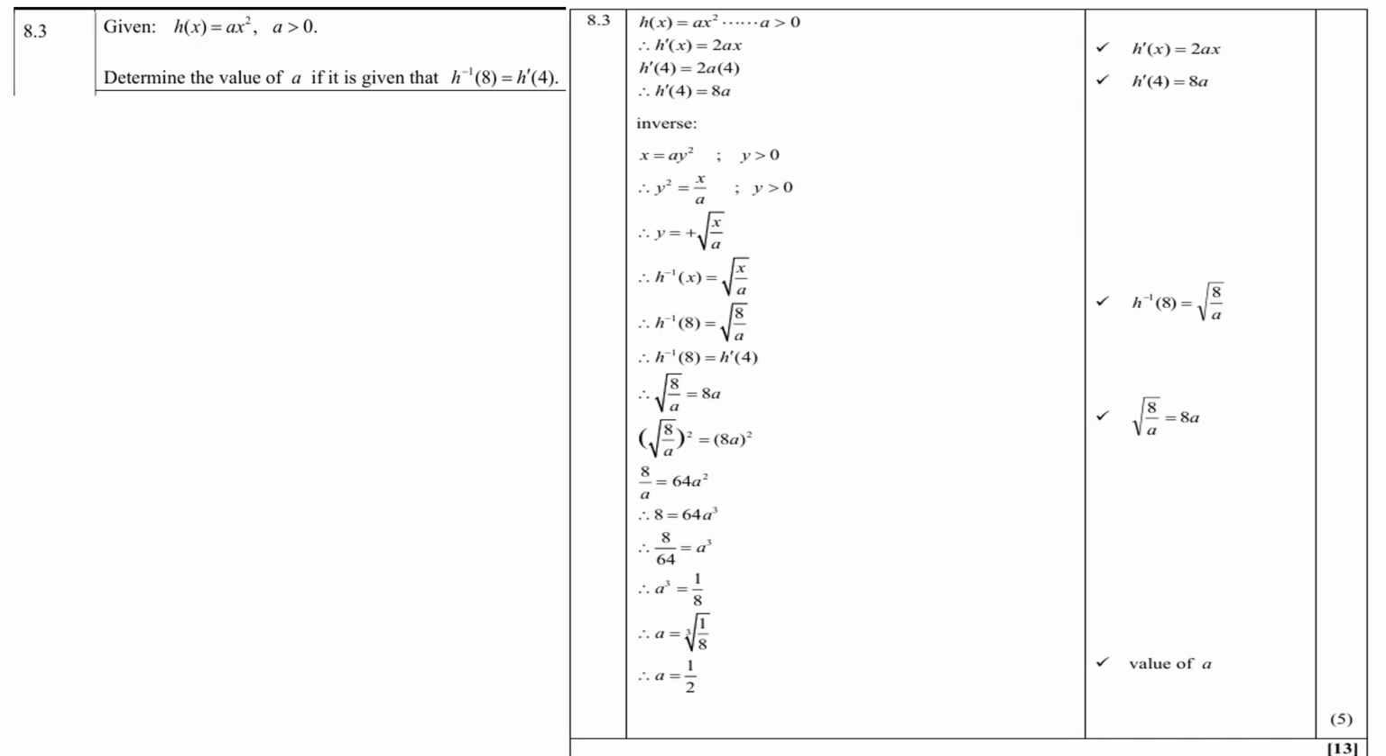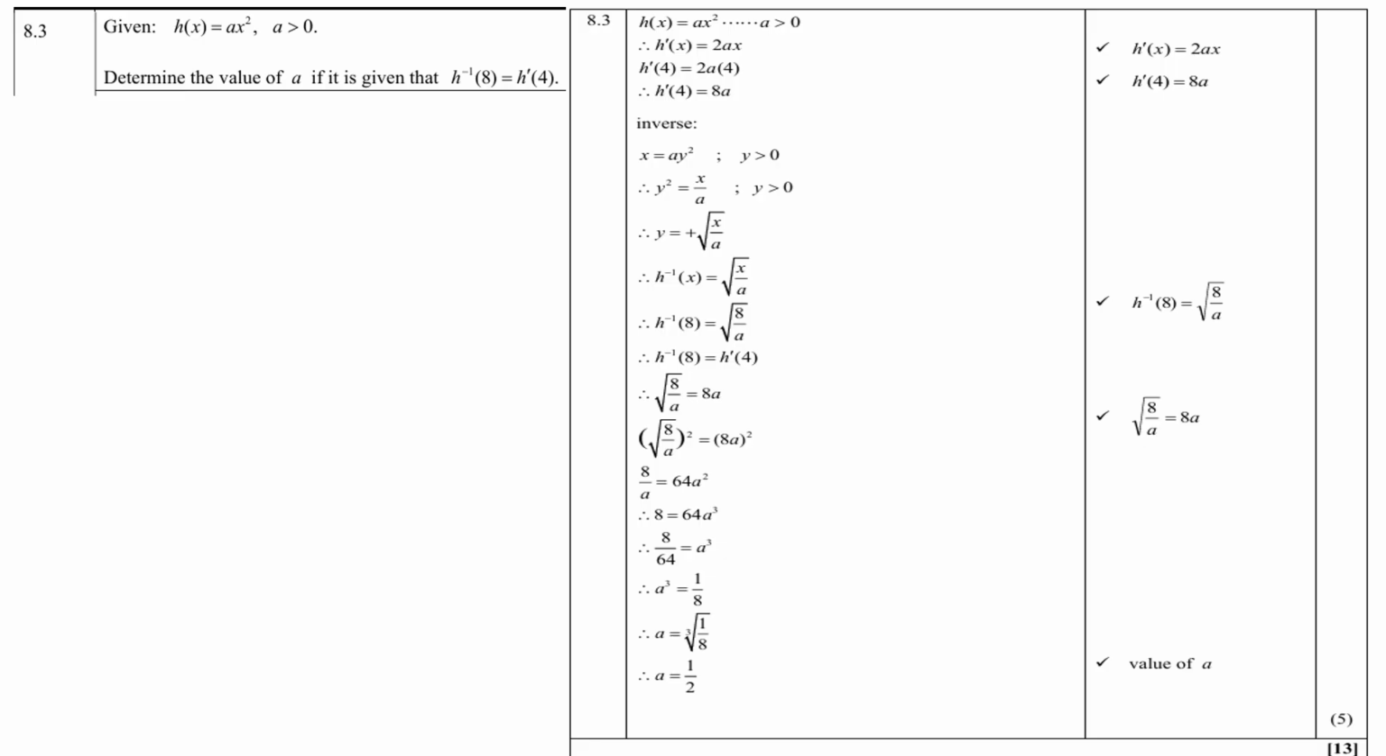Question 8.3, a very interesting question actually, but it's also level 3, level 4. Given that h of x is equal to ax squared, and of course a must be greater than 0, determine the value of a if it is given that the inverse, be careful now, that is not the derivative, that's the inverse of h at 8 equals the derivative of h at 4. So don't confuse the two now. Here we have the inverse of h at the point x equals 8, equals the derivative of h at the point x equals 4.